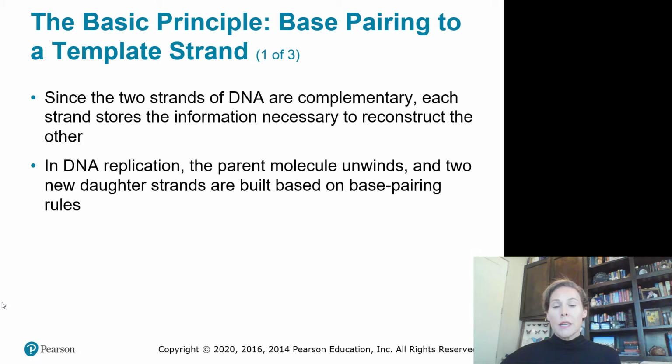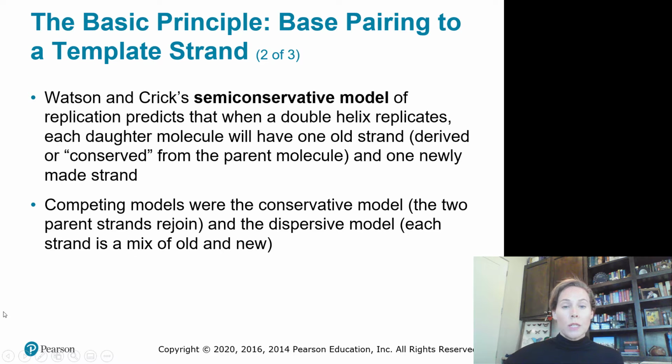Since two strands of DNA are complementary, each strand stores the information necessary to construct the other. In DNA replication, the parent molecule will unwind and the two new daughter strands are built based on the base pairing rules, with A and T, G and C pairing up. So Watson and Crick's semi-conservative model, semi-conservative because half of it is reused, predicts that when a double helix replicates, each daughter molecule will have one old strand and one new strand.